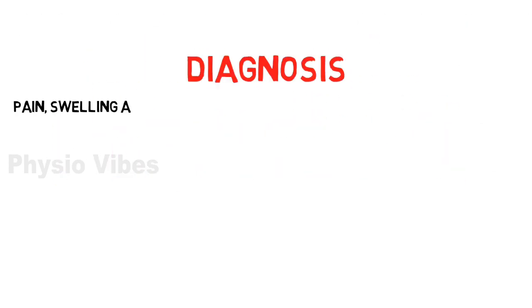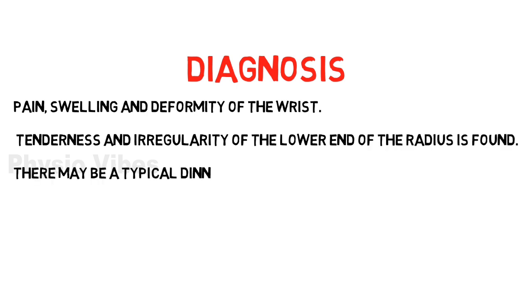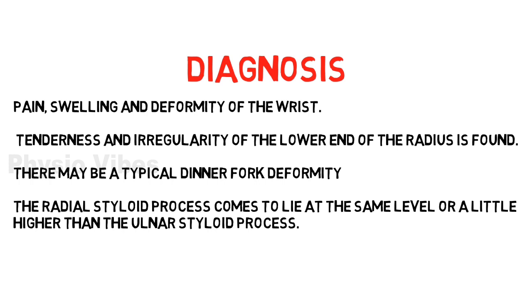Diagnosis: pain, swelling and deformity of the wrist. Tenderness and irregularity of the lower end of the radius is found. There may be a typical dinner fork deformity. The radial styloid process comes to lie at the same level or a little higher than the ulnar styloid process.